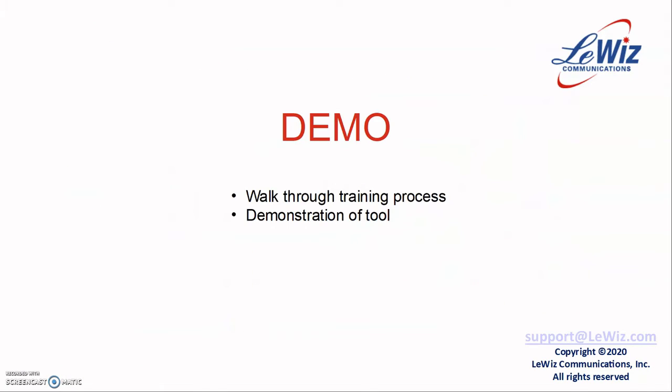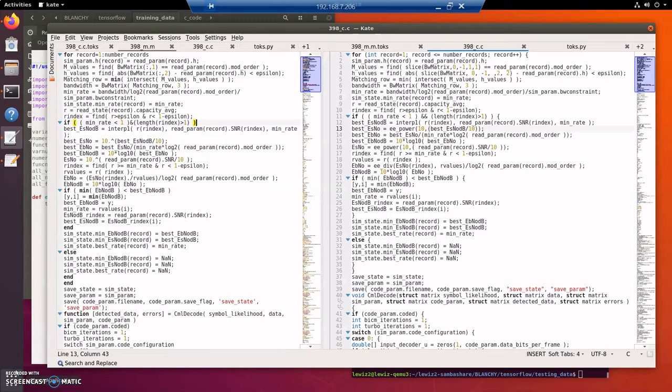Now I will be showing the demo which walks through the training process and demonstrates the translation functionality of the tool. To use a translator, you must first train it on actual examples of source-to-target language translation. In this dataset, the source language is C code on the right, and our target language is MATLAB on the left. Each line in C corresponds to a line in MATLAB.